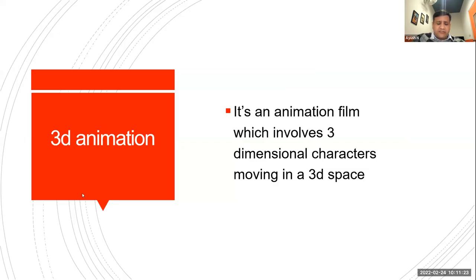Now coming to 3D animation. What does 3D animation look like? 3D animation is an animation which involves three-dimensional characters moving in three-dimensional space. But how are three-dimensional characters possible in a computer? Because at the end of the day, we are only watching them on a screen. The screen is flat. It's just a flat glass surface. How can there be depth in it? It is in the memory of the computer that there is depth. The computer stores it as a three-dimensional object having length, breadth, and depth.